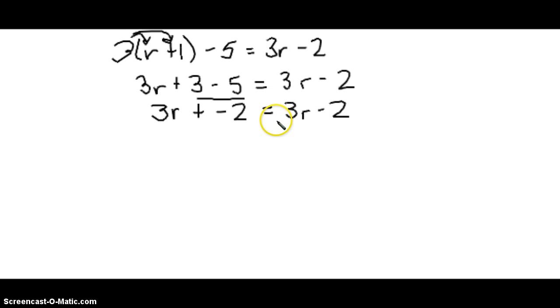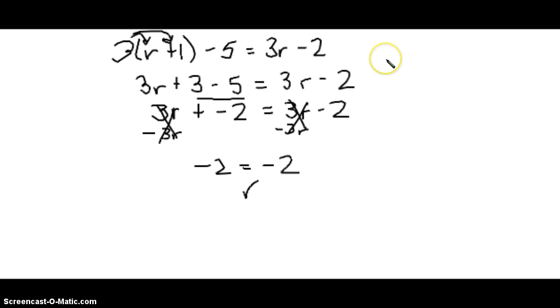Let's get all the like terms on the same side. We'll subtract 3r, subtract 3r. These cancel out, and again, these cancel out. So we have negative 2 equals negative 2. Notice that in this case I have nothing left to solve. My r has disappeared, but it is a true statement.